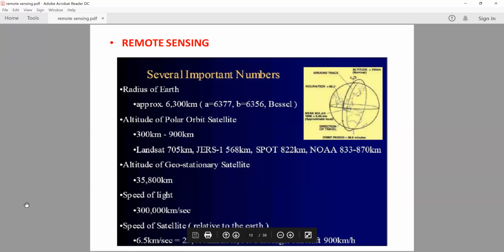So these are just some information about the radius of the Earth, the orbits of the satellites, the geostationary satellites, the altitude they're at, the highest level, and then the speed of the satellite. So how many revolutions they can do in a day around the Earth. So you can calculate. You don't have to memorize these, but just some interesting numbers that you can see.